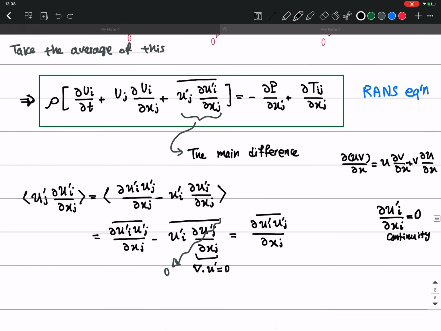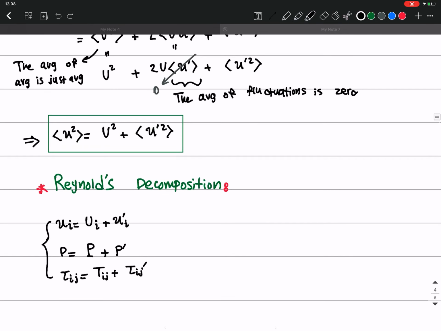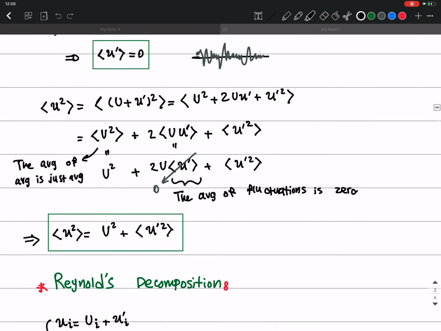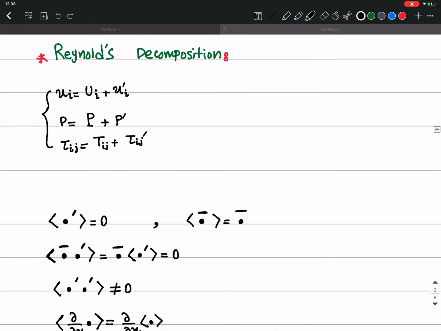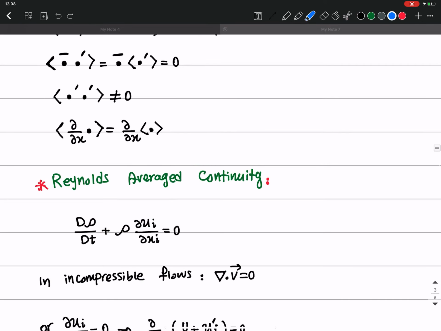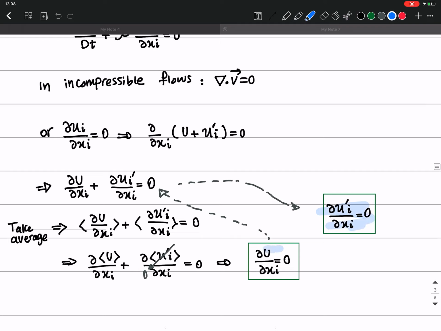Okay, so let me review what we learned today. We started first with Reynolds decomposition. We talked about what the mean is and what the fluctuation part is. We talked about Reynolds decomposition, and then we defined the rules that are valid for it. Then we applied the Reynolds decomposition to the continuity equation, and we got these two formulas, that the divergence of the fluctuation part and the mean part is going to be 0.